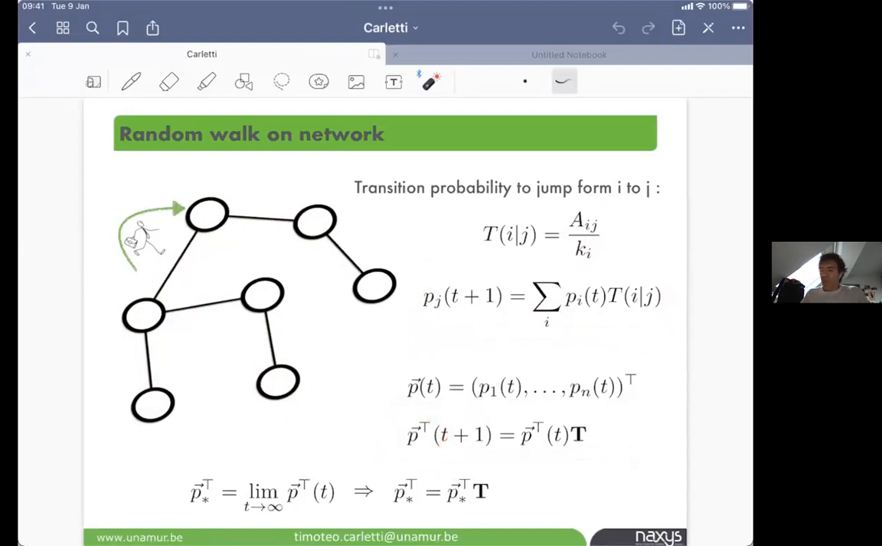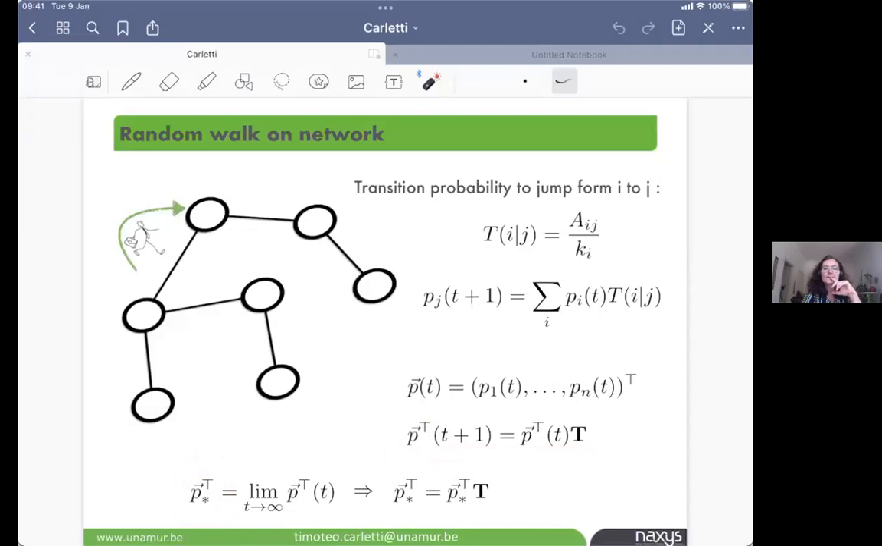And so if you want to know what happens at time infinity, so for a very, very long time, you have to take the limit of this vector p at time t+1. If you call this limit p star, then you understand from this equation that p star is a solution of p star transpose equals p star transpose times P. So p star is a left eigenvector with eigenvalue 1.